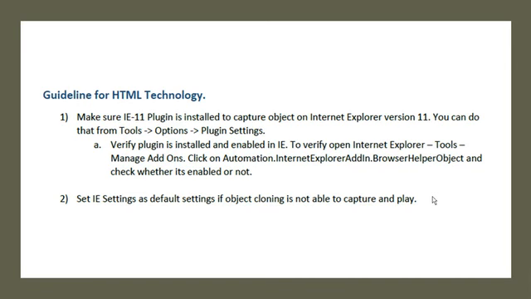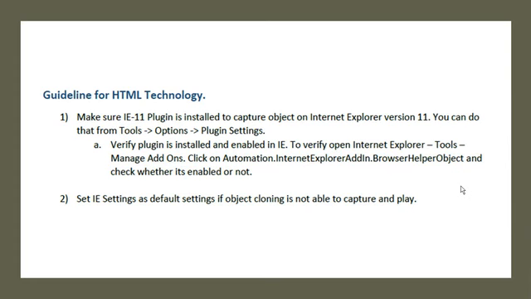How is the plugin installed? In Automation Anywhere, go to Tools, Options, Plugin Settings. In plugin settings, we have the Java plugin, IE plugin, and Flex plugin. Some of the plugins will be available. If you want, you can click Add and add the plugin. And one more thing, click on Automation Internet Explorer Add-in Browser Helper Object and check whether it is enabled or not. In Internet Explorer as well, you have to check it.